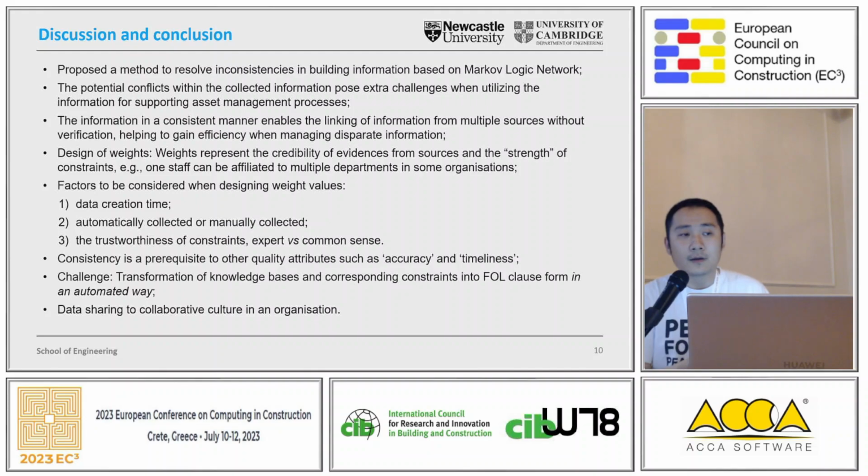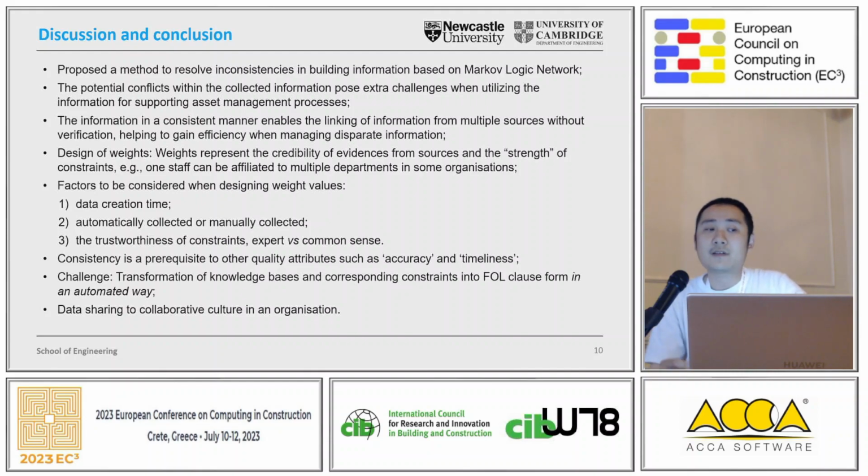Okay, so final discussion and conclusion. Here we propose a method to resolve inconsistency using the Markov logic network, which is a combination of Markov network plus first-order logic, and it can potentially solve conflicts within the collected information. The important thing is that information in an inconsistent manner actually helps us link information from multiple sources without verification, because we know that they are consistent, and it helps us gain efficiency when managing different information.